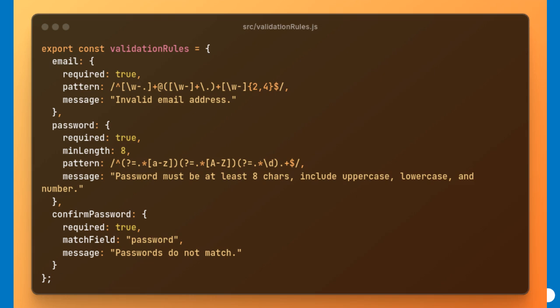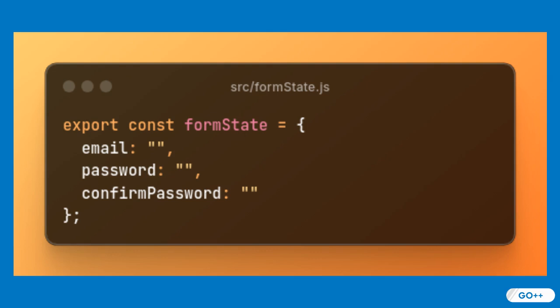Keeping rules centralized and plain object-based ensures maintainability, extensibility, and secure auditability. This file declares the initial form state object, specifying all fields used in the form. It is passed to the proxy factory to be wrapped and validated. The shape of this object determines which fields are tracked and validated by the proxy.